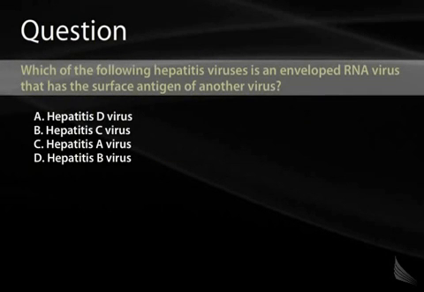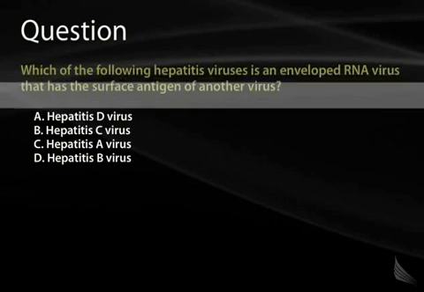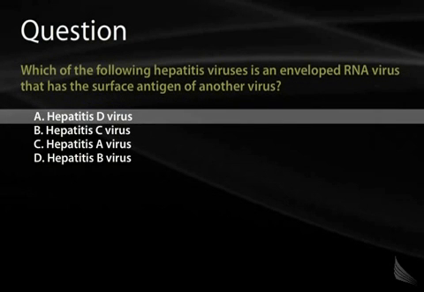Next question. Which of the following hepatitis viruses is an enveloped RNA virus that has the surface antigen of another virus? Hepatitis D is the unique player in all of these viruses. It is really just a helper virus and requires a hepatitis B active or co-infection. So the answer is A.